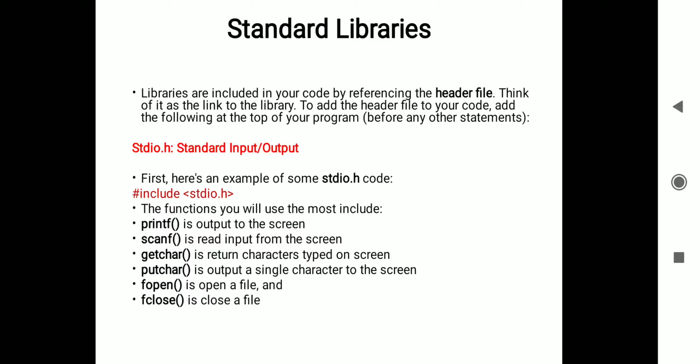First, for example, stdio.h. This is the standard input output header file. Here is an example of some standard input output.h code. The functions you will use the most in the standard input output.h file are printf, scanf, getchar, putchar, fopen and fclose. printf is used for output to the screen, to display the output on the screen.